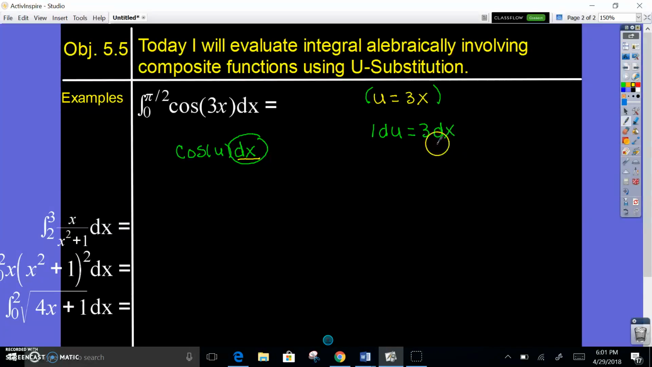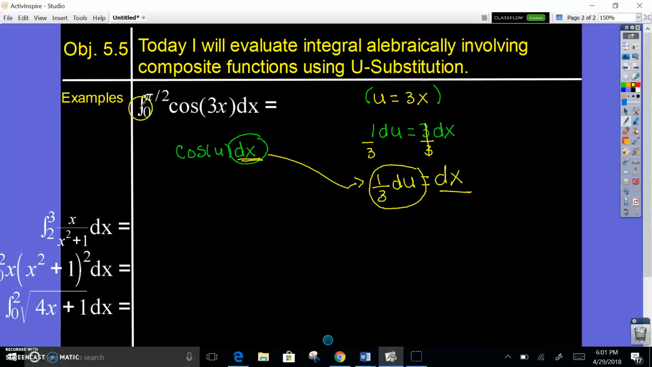So what you're going to notice right away is that I have dx right here, but I don't really have dx here. I have 3 times dx. Now if I'm going to do a substitution, it needs to say dx. So what I'm going to do is divide by 3. So I'm going to get 1 over 3 du equals dx. And since now that's the same as this guy right here, so dx is the same as dx, I can now replace dx with whatever I know it's equal to, which is 1/3 du.